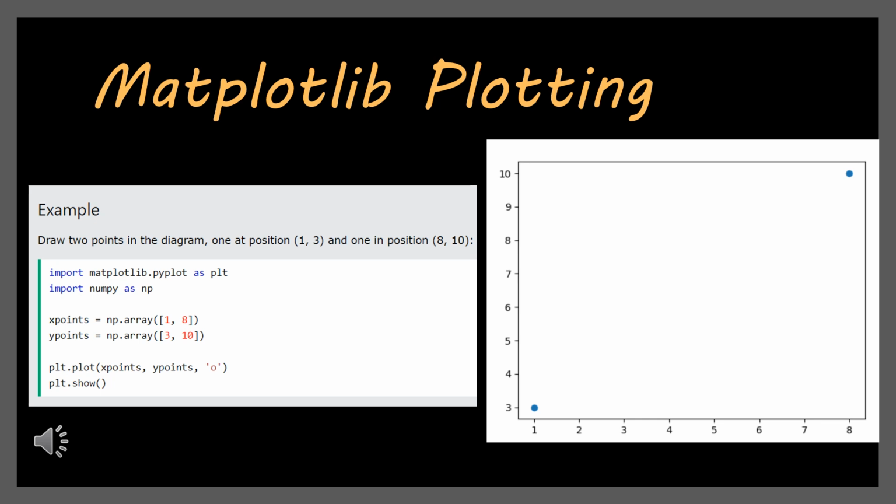So we have the x points and y points. And when we are going to plot plt.plot(xpoints, ypoints), we are going to add one ring. The ring is O, so it will be added at the end, which will make no line but makes two rings at the starting and end point, which means 1 comma 3 and 8 comma 10.